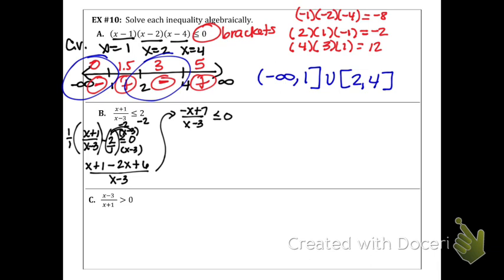So my critical values are going to be where the numerator is equal to 0 and the denominator is equal to 0. So I get x equals 7. I'll look up there and it's got an equal to, so I know from the numerator it's going to have a bracket. X equals 3. It's from the denominator, so it's always going to be a parenthesis.